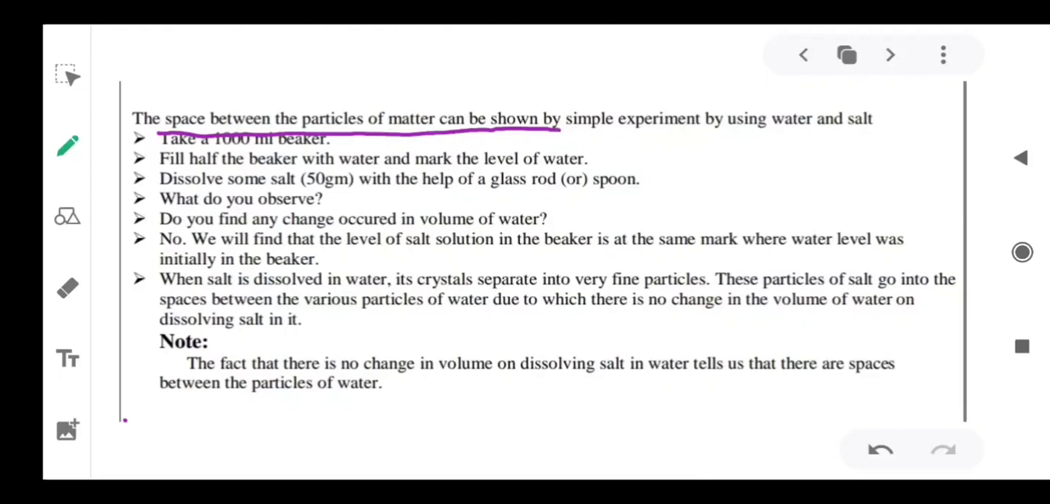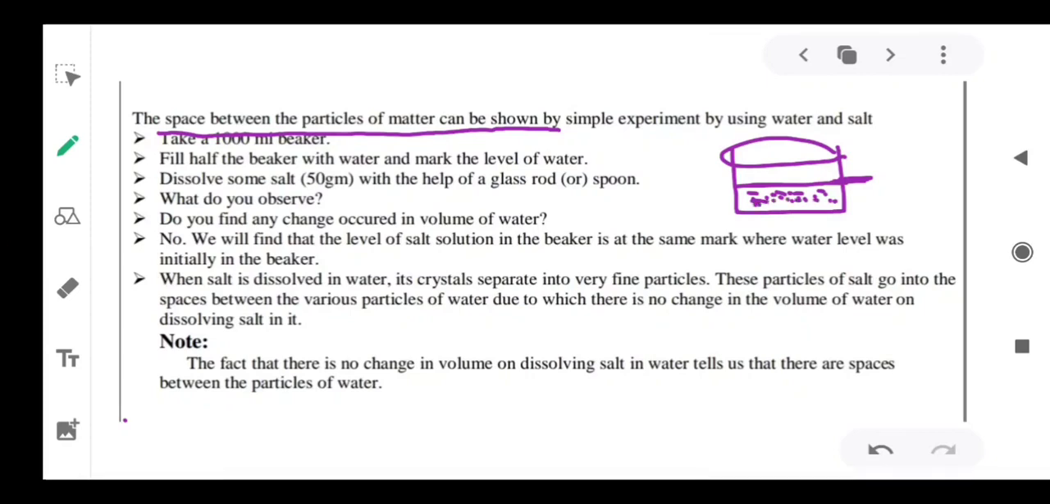First of all, take a 1000 ml beaker, fill half of it with water and mark the level of water. After that, mark this level like this. Then dissolve some salt, that is 50 grams of salt, in this with the help of a glass rod or spoon. So, we pour some salt in this water and we stir it with a spoon.